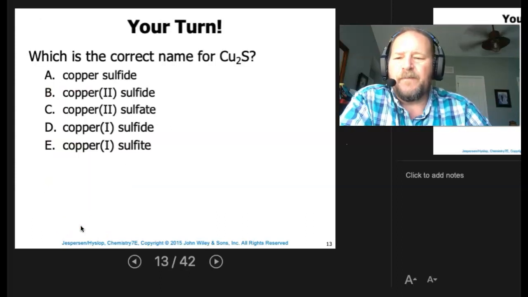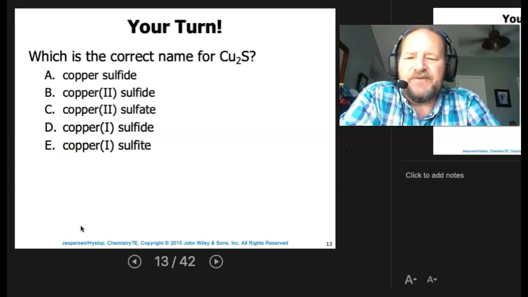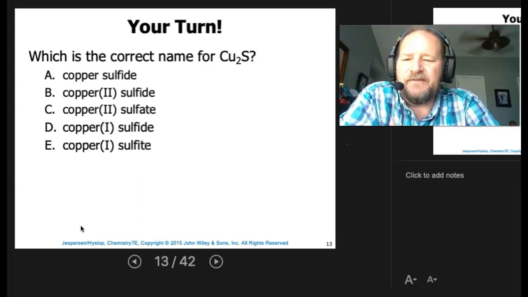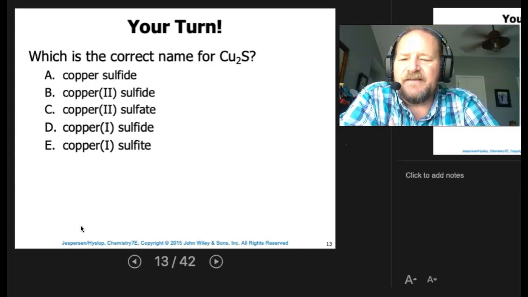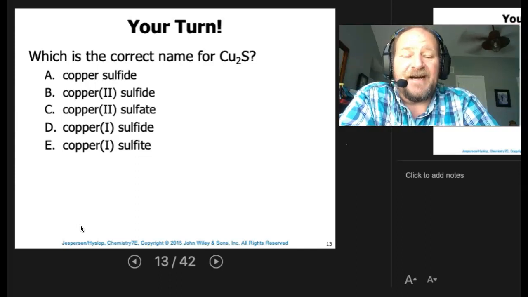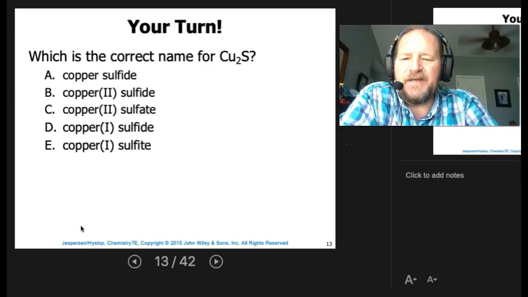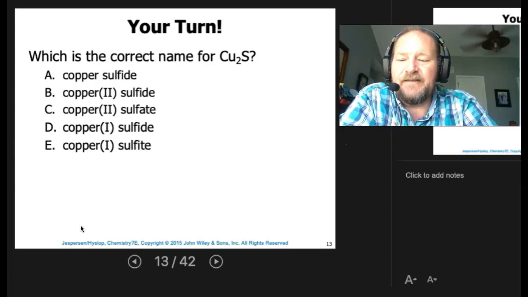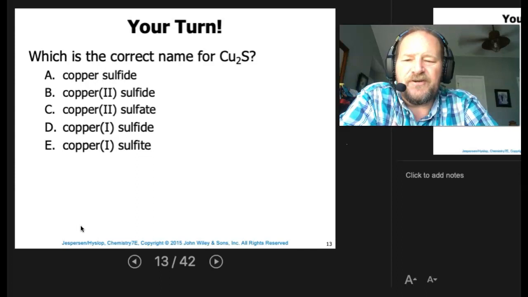All right, which is the correct name for Cu2S? So we have copper sulfide, copper 2 sulfide, copper 2 sulfate, copper 1 sulfide, copper 1 sulfite. All right, so we know it's going to be sulfide because of the sulfur. So that leaves us with A, B, or D. So we just need to figure out what's the charge on that copper.